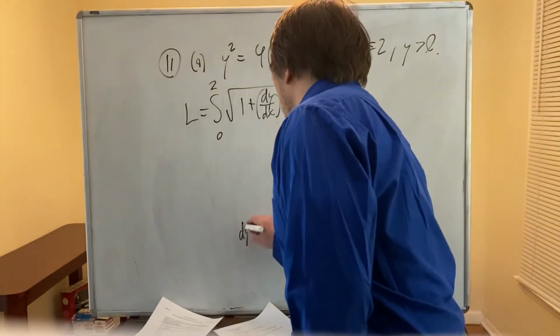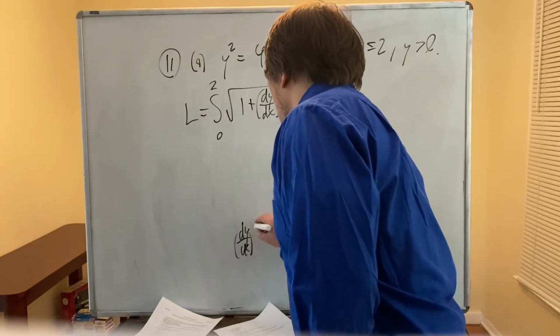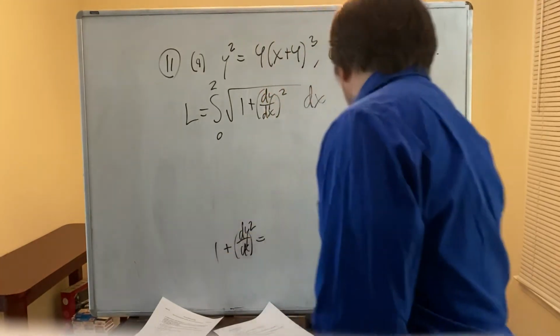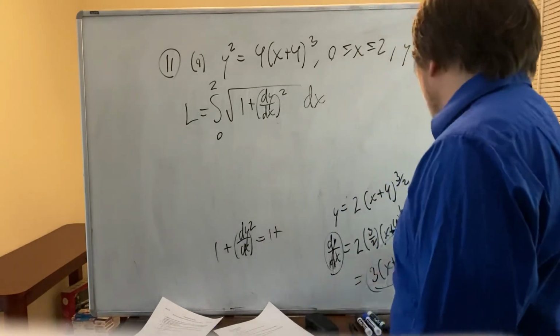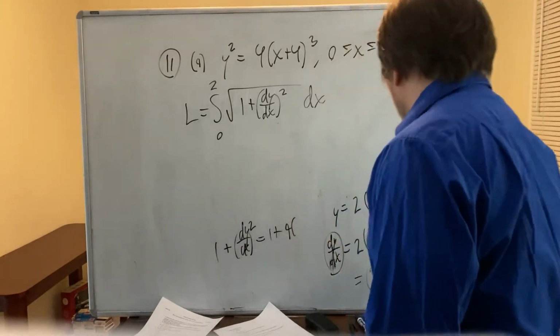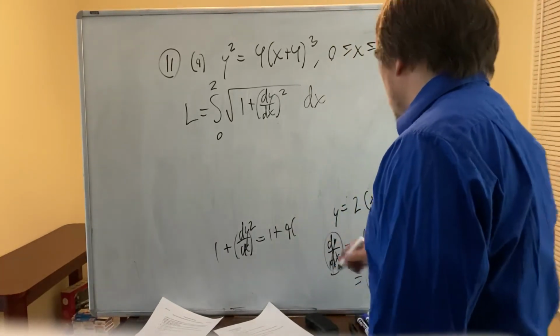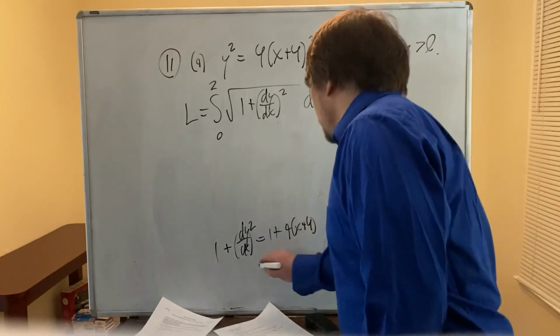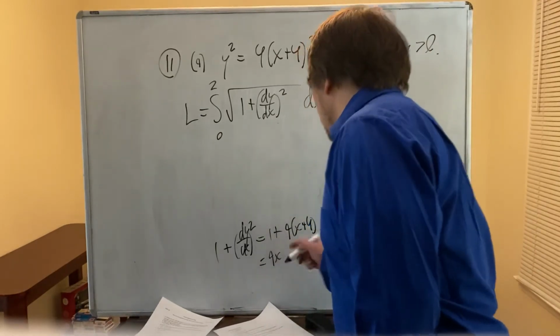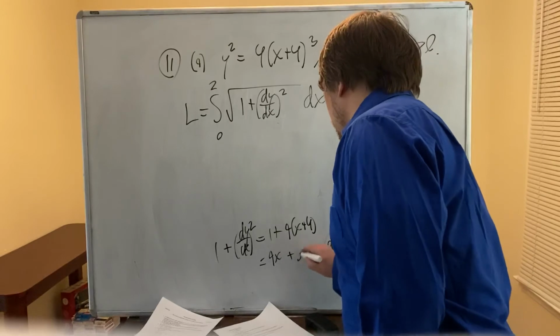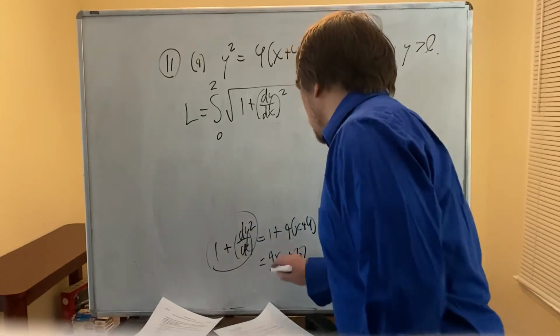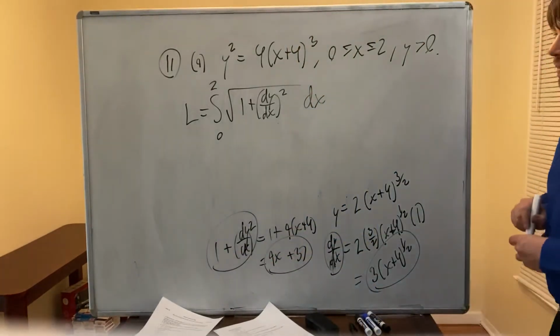Now (dy/dx) squared plus 1 is equal to 1 plus that squared, which is 9, since 3 squared is 9, times (x plus 4) to the 1/2 squared, which is x plus 4. So that's equal to 9x plus 36 plus 1, which is 37. 1 plus (dy/dx) squared is 9x plus 37.